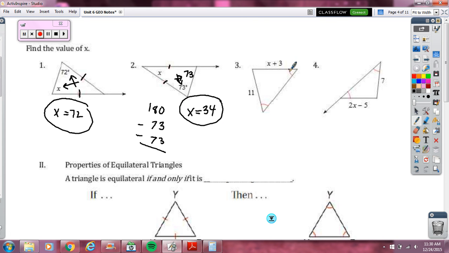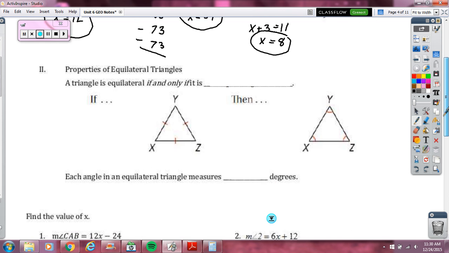Next one, I notice, ooh, these angles are the same. When I see some angles the same, that means that the sides across from those angles are the same. So x plus 3 is equal to 11, so x must be 8. And I'm done. You try number 4. You should get 6 as your answer.